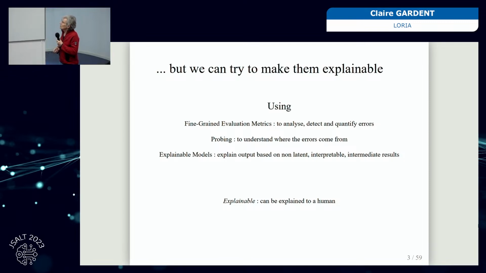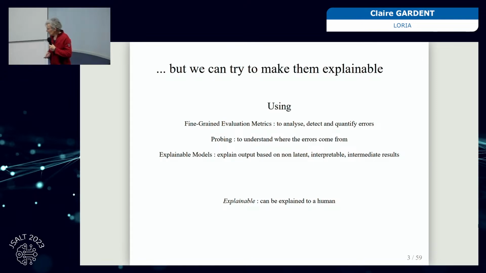Today I will discuss 3 different ways in which you can improve the explainability of those models. The first thing is to have fine-grained evaluation metrics. Instead of having, as we often do in generation, global metrics that give a global score to the text generated by the model, you can develop fine-grained metrics which are specific to a certain type of error. They allow us to quantify and detect a specific type of error, and to have an idea of what kind of errors the model is making.